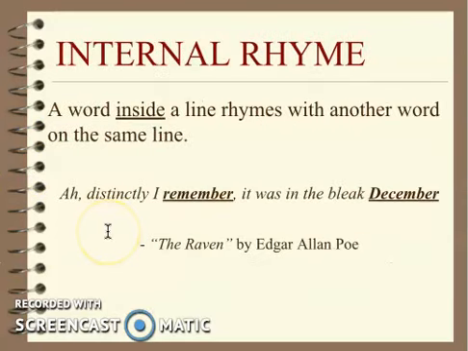Another type of rhyme is called internal rhyme. This is when a word inside a line rhymes with another word on that same line. "Ah, distinctly I remember it was in the bleak December." Notice remember and December rhyme.